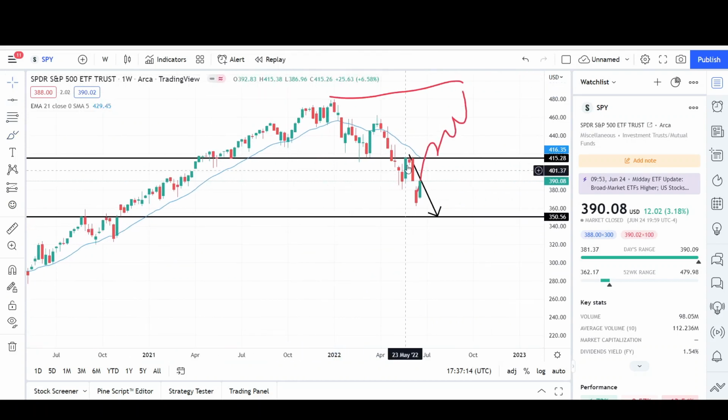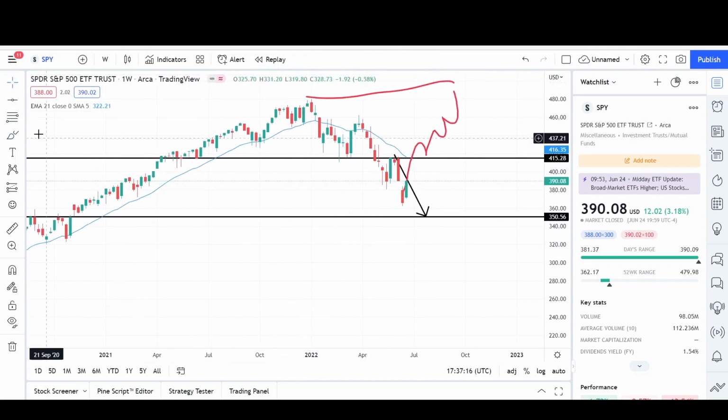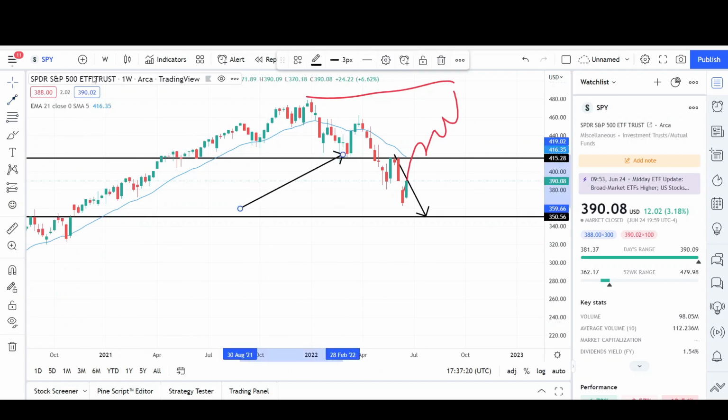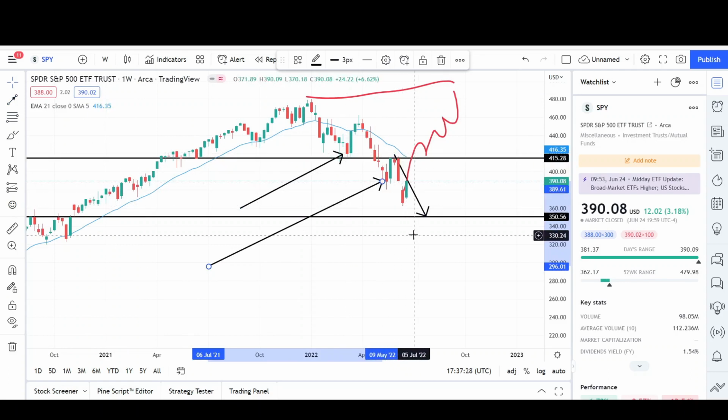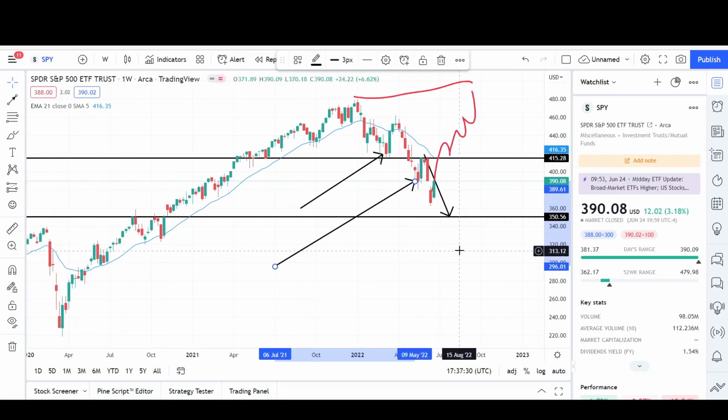So right now, we were oversold, just like what we did in the past. Every time we get far away from the EMA, just like over here, just like over here, we're going to see a pullback towards it. So that's what we're doing right now. But to assume this is a bottom is a very low probability. I don't think we have a bottom technically.